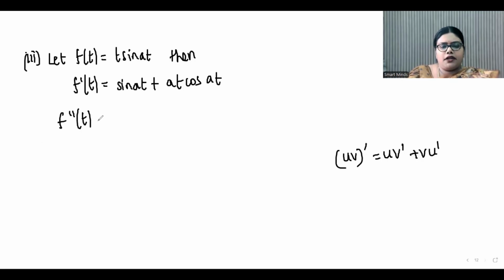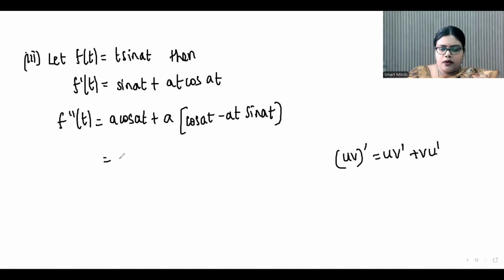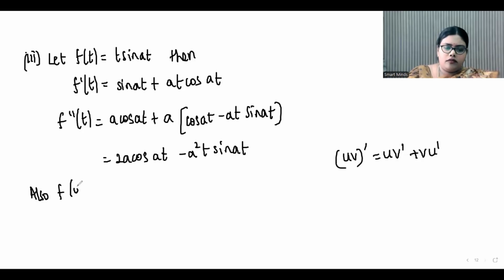Now again differentiate it, f double dash of t. So you will get sine at derivative is a cos at plus a is a constant. Now we need to find UV rule between t and cos at. So you will get cos at minus at sine at. That is equal to 2a cos at minus a square t sine at. Also, what is f of 0? F of 0 is 0 and f dash of 0 is 0.